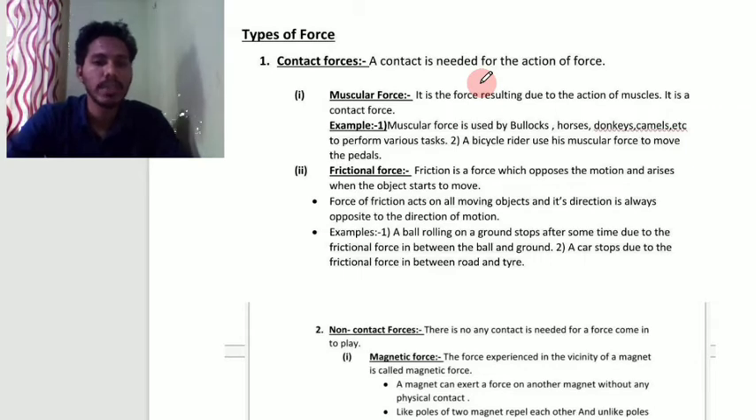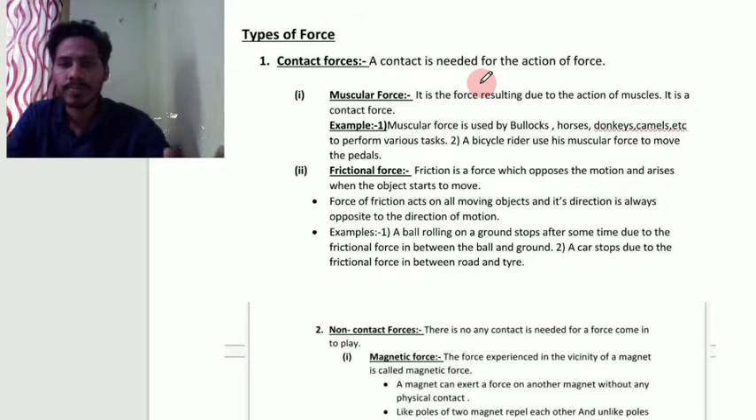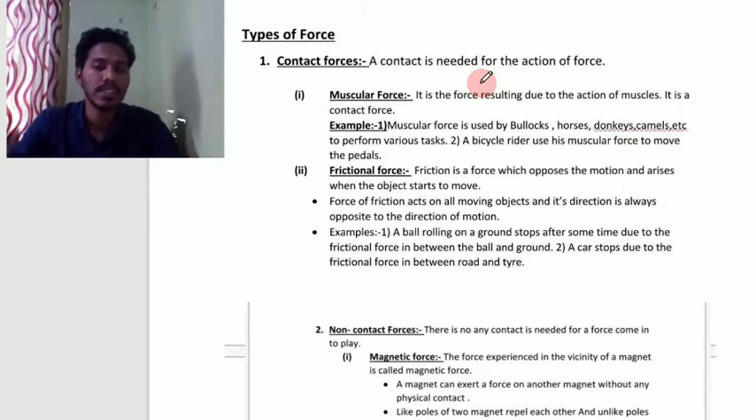Hi students, today we have to discuss the types of force. In the previous class we discussed the situations in which we want to apply force: to change the shape, to change the state of motion, that means to change a position, or to change the direction. But today we want to classify the forces into two types.